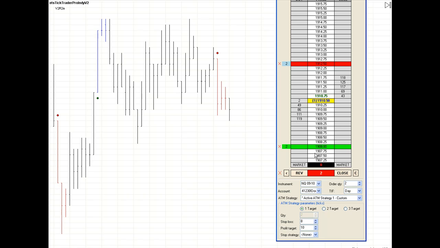So we're just going to go for 10 ticks, and we'll just see what happens. And again, I'll probably do another trade on a different market. I know a lot of you guys are showing a lot of interest in the Nasdaq, so I'm showing that. But again, this is just using Pro Indicator version 2 and what I teach in my tick trader system.